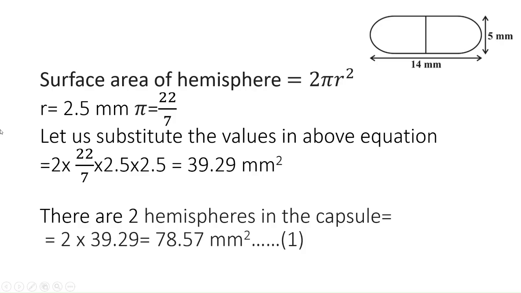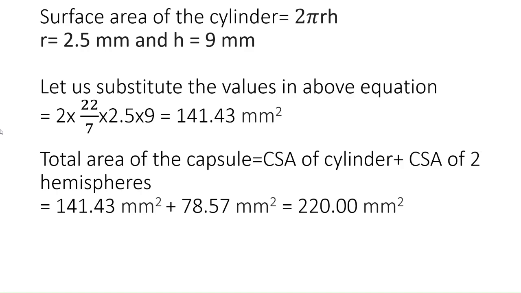We keep this value aside. The surface area of the cylinder is equal to 2 pi r h, a formula that we know, and we substitute the values: r is equal to 2.5 and h is equal to 9, all units in millimeters. After substituting, we get 2 into 22 by 7 into 2.5 into 9. Or you can simply substitute 3.14 also, whatever is convenient. Simplifying all these values, we get 141.43 square millimeters.